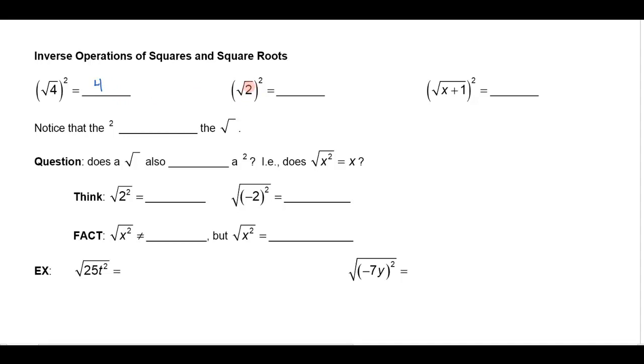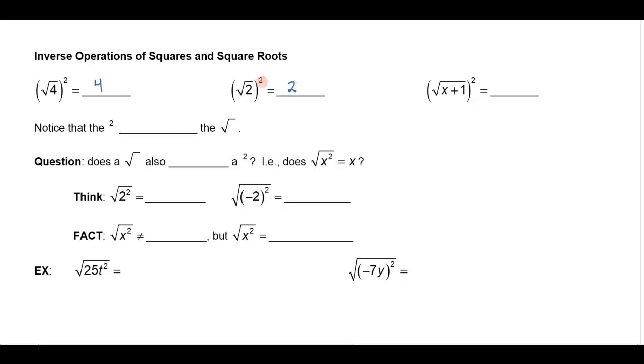Now that's the same thing over here. If I have the square root of 2, I don't necessarily have to know that the square root of 2 is 1.414 something something something and then square it to get 2. So the square root of 2 is by definition the number that I square to get 2. So if I square the square root of 2, I'm just going to get 2.